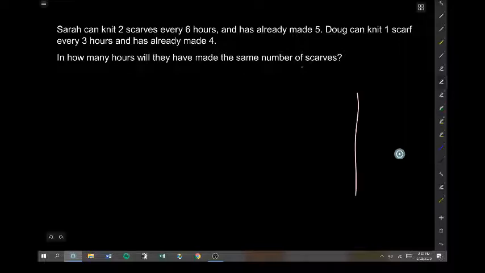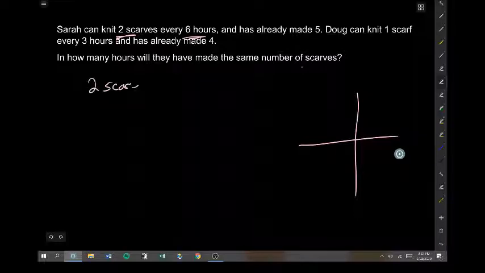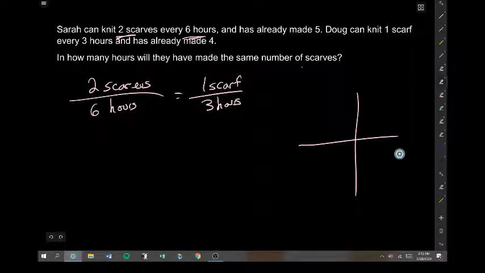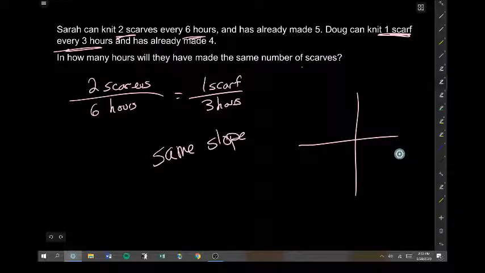Well, you'll notice I didn't even draw a plane for this. I'm not going to try to graph this. Because if Sarah can knit 2 scarves every 6 hours, and I can write the word scarves, don't worry, that's the same as 1 scarf every 3 hours. That's the exact same rate that Doug works at. Sarah and Doug are working at the same rate. They have the same slope. However, they started at different points. She's already made 5, but Doug has only made 4.